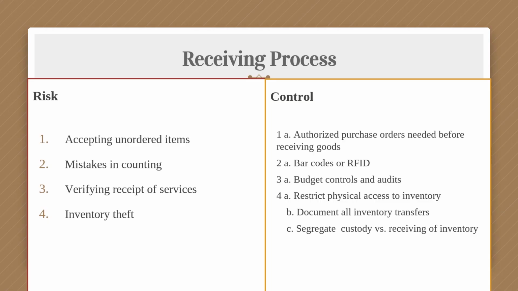And this one is related to the receiving process. We have a list of risks and we have the controls. So let's take number 4, let's say inventory thieves, for example. So we have 3 controls to prevent the misappropriation of inventory. A is restrict physical access to the inventory and warehouse. B is document all inventory transfers. C is segregate custody of inventory from receiving of inventory.